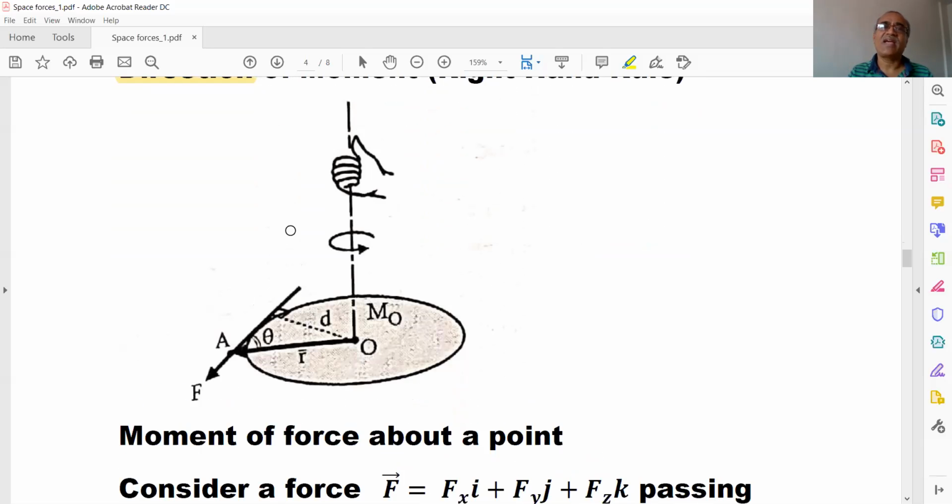We have to hold the axis about which we want to find the moment in our right hand. The curled fingers represent the direction of the force. We take the curled fingers as the direction of the force, and then the thumb will represent the direction of the moment.